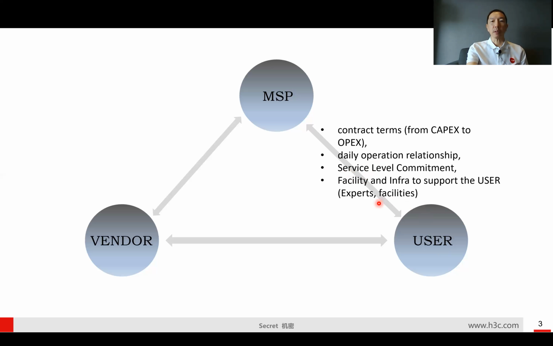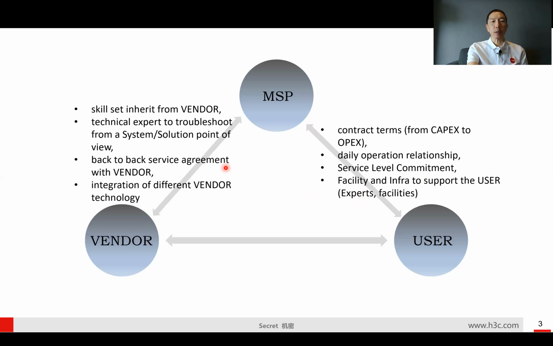And also, as an MSP, how they attract users and make them believe they can support them. They need to show the user the facility, the infrastructure that they can support the user with, the experts they have, and also the facilities. So all these are the critical success factors that should be seriously considered between the MSP and the user.